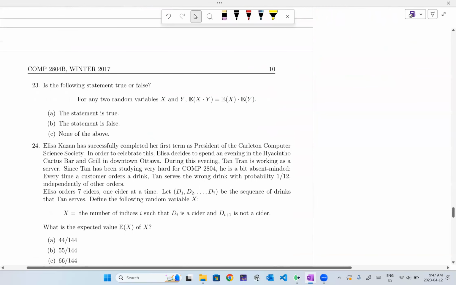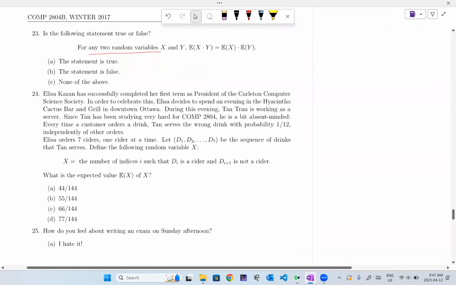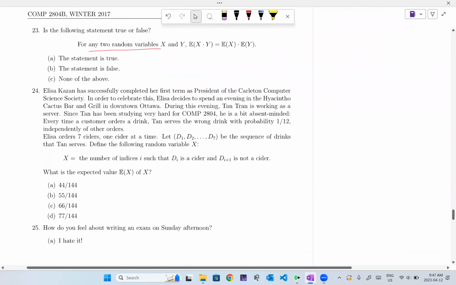Is the following statement true or false? Oh yeah, I'm not going to ask you this question. Of course, for any two random variables, this is false, right? If they're independent, it's true, but there are examples where it's false. Okay, so let's look at this expected value. Okay, so we're good.